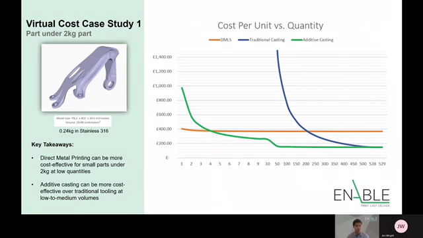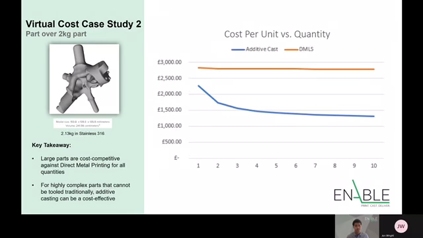For the volumes in between, from 5 to over 500 parts for this particular example, additive casting can be a cost-effective manufacturing method. Let's look at a second part. This part was specifically chosen as one that would not be possible to manufacture without relying on additive manufacturing, as the complex nature of the part makes this impossible to produce with traditional tooling. Where the first part we looked at was small, weighing in at 1/4 of a kilogram, this part is substantially heavier at just over 2 kilograms.